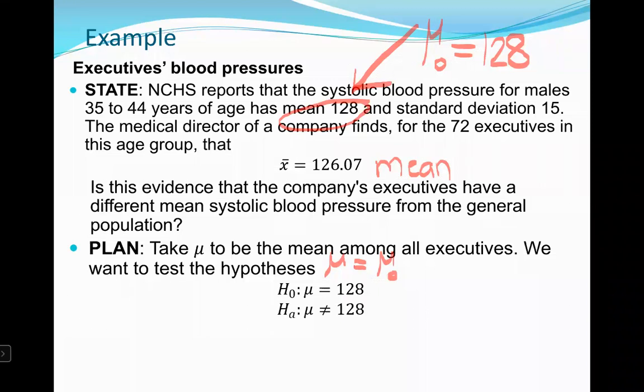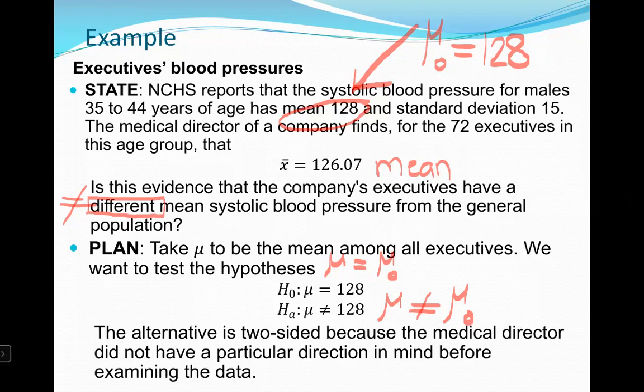Our null hypothesis comes from the question, is there evidence that the company's executives have a different mean? So different just means either less than or greater than, but not equal to 128. So here, mu is not equal to mu naught. That's what we're saying. So mu naught, again, is a number. That's the number 128. And mu is not equal to 128. That's what we're getting from the word different in the question.